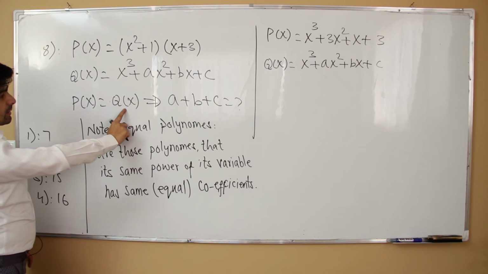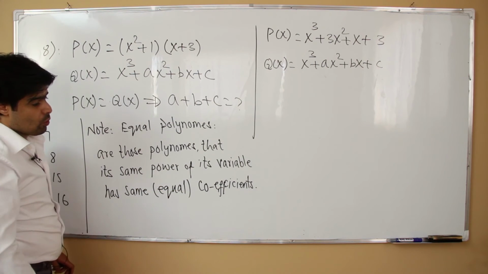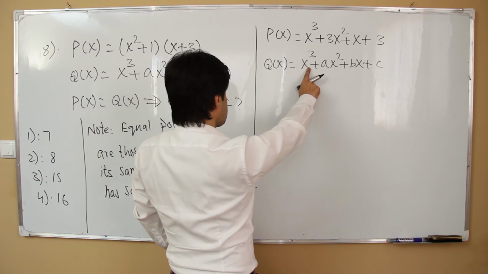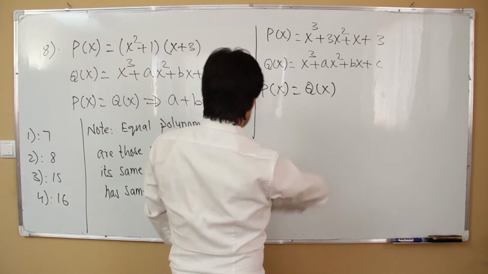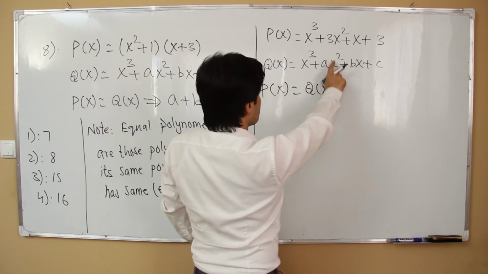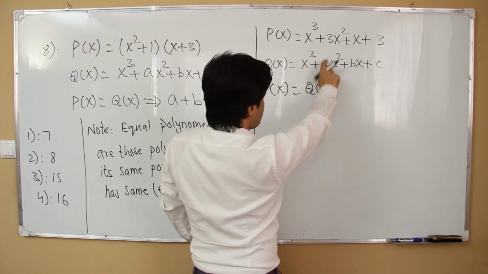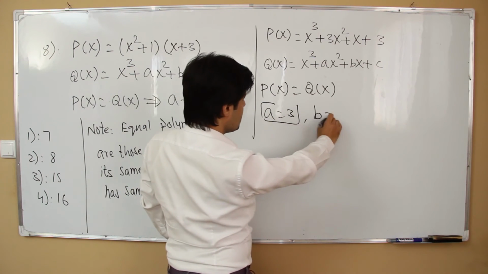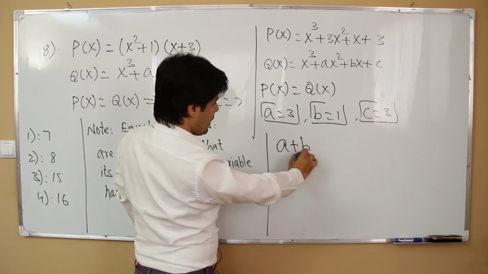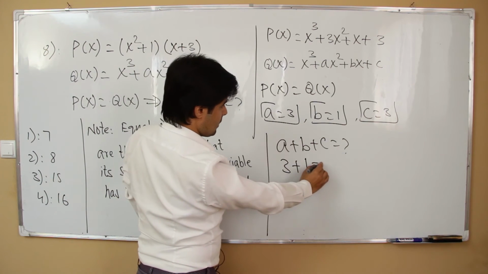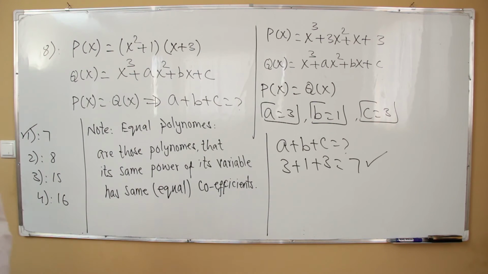Now P(x) and Q(x) are equal. What are equal polynomials? That the same power of the variable has the same coefficients. The power is x cubed, the power is x cubed, so the coefficient of this one and this one should be same. The condition is given that P(x) is equal to Q(x). So power of 2 with power of 2, it means the x square coefficient should be same with this one. So a should be plus 3, b should be 1, and c should be 3. Now what is asked? a plus b plus c is equal to 3 plus 1 plus 3, 3 3 6, 6 1 7. First option is correct. Write it please.